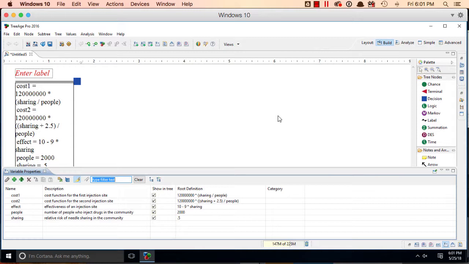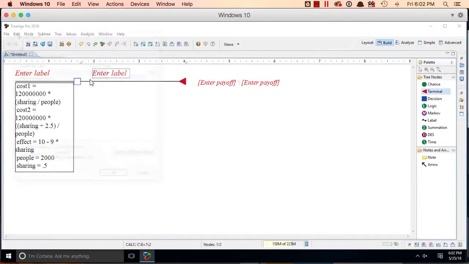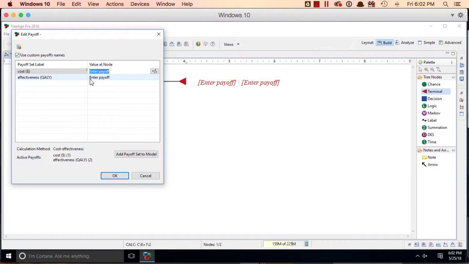So we'll say that the cost is different between the first and second injection sites that you're building. It costs less the more injection sites you build, but we'll say that effect is always the same. So effect depends on the risk of needle sharing, but effect does not matter whether it's the first injection site or second injection site. We're going to simplify things and just say that there's this underlying effectiveness of 1 injection site, and that effectiveness would apply whether you build 1 or 2.